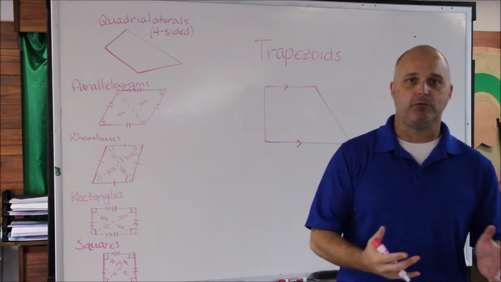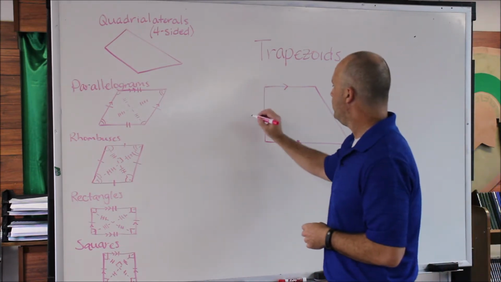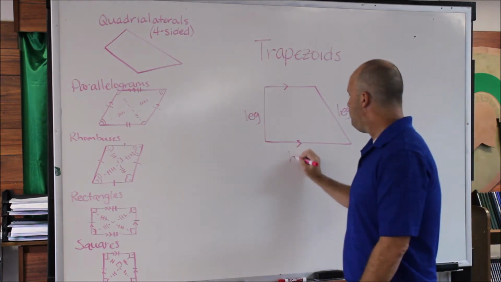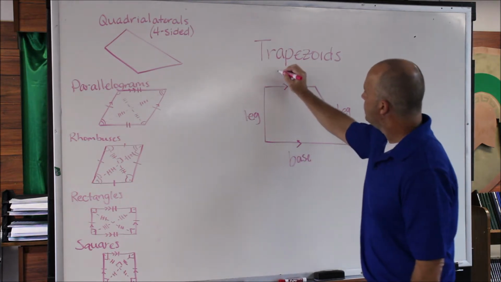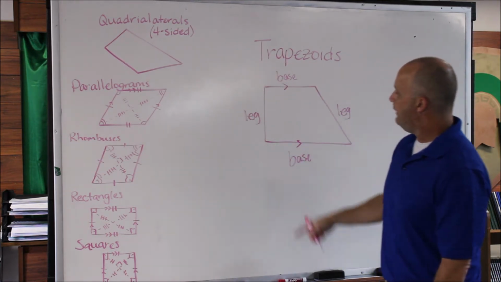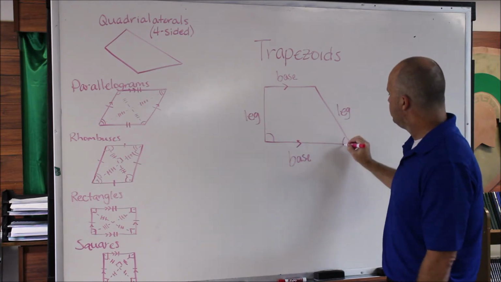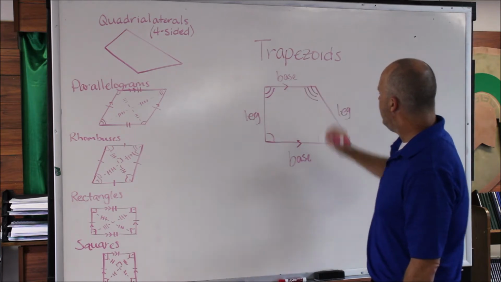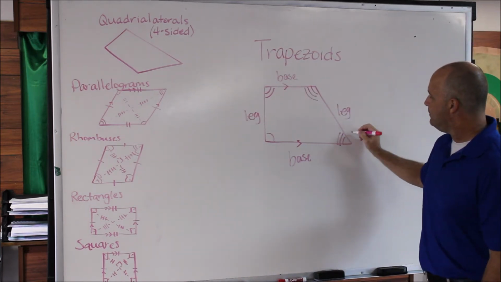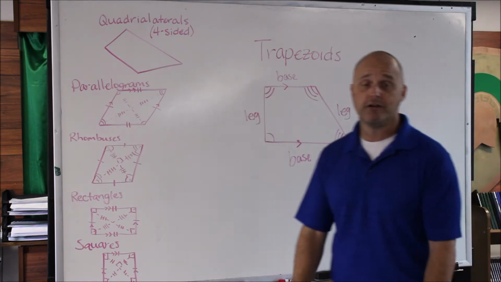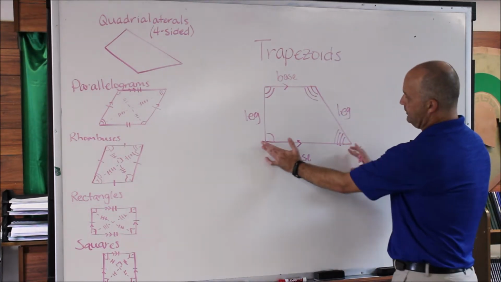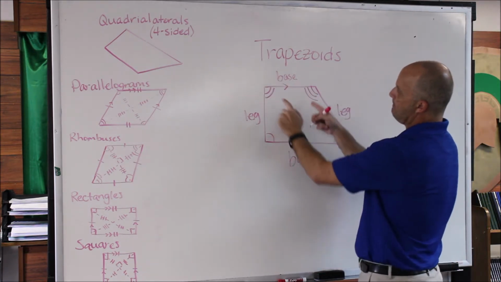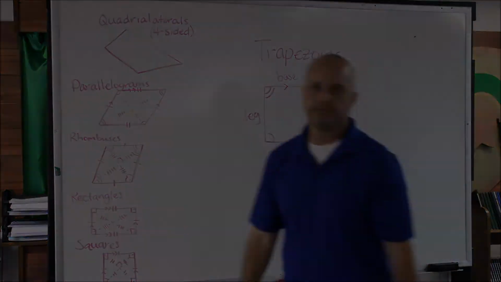Now, we do have names for each of these sides. We're going to call this a leg, and we're going to call this a leg. This is going to be a base, and this is also going to be a base. So then this is a set of base angles, and this would also be a set of base angles. Now, none of these are actually going to be the same measure. We just know that if we're talking about this base here, then it has a pair of base angles. If we're talking about this base here, then it also has a pair of base angles.